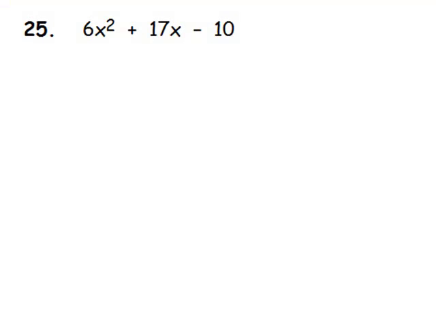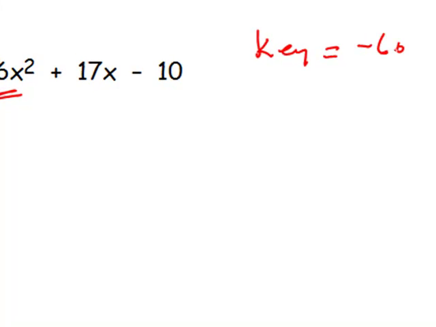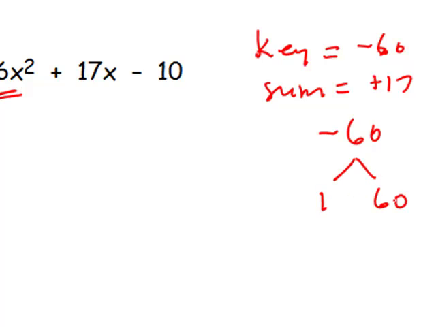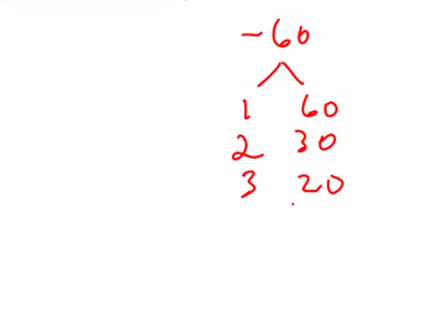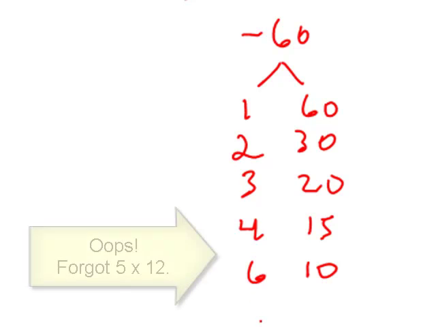Number 25. Again, this is 6x squared, meaning it's not the simple factoring, so we've got to, again, do the key number and the sum number. And the key is negative 60, and the sum is positive 17. A factor pair of negative 60: 1 times 60, 2 times 30, 3 times 20, 4 times 15, 6 times 10. That's it.